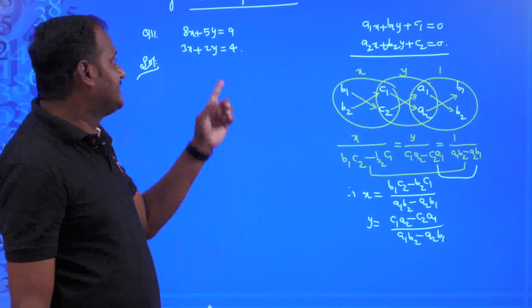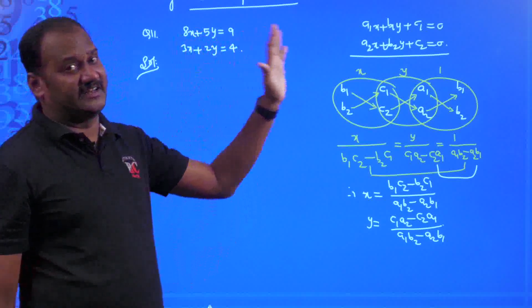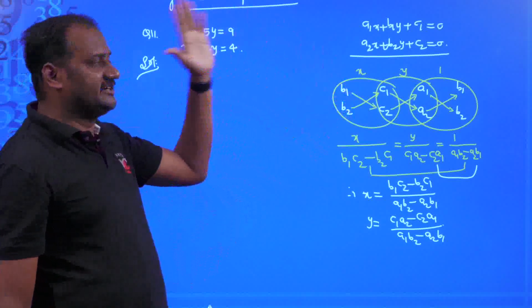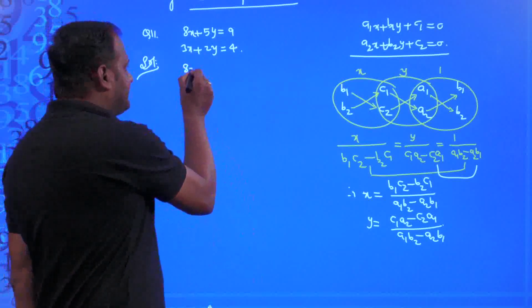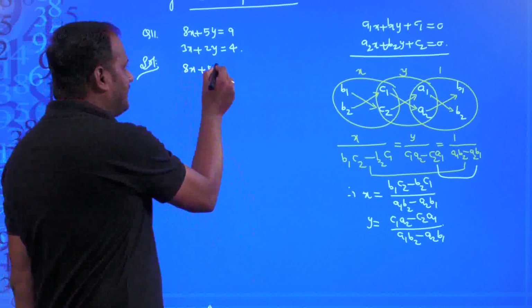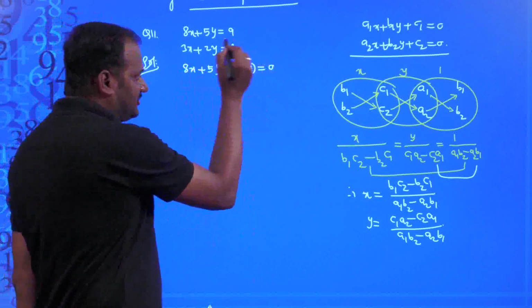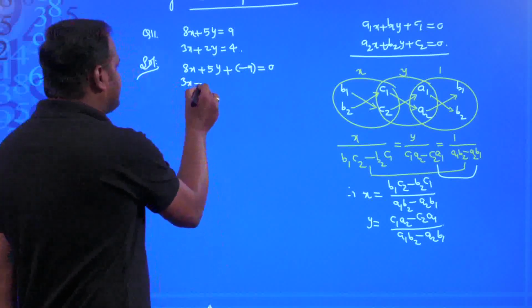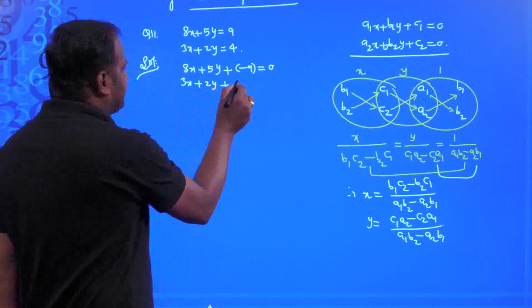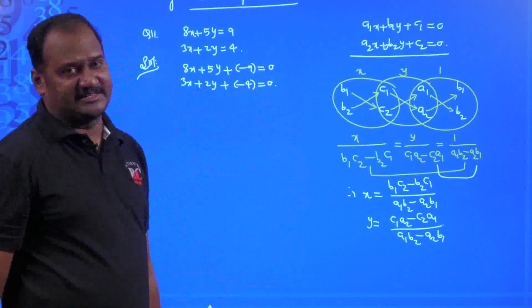Not at all, because the x terms and y terms are on the left hand side, but the constant is on the right hand side. So you will have to bring it to the left hand side. Then the first equation is going to be 8x + 5y + (-9) = 0, and the second equation is going to be 3x + 2y + (-4) = 0. Now both of them are in the standard form.